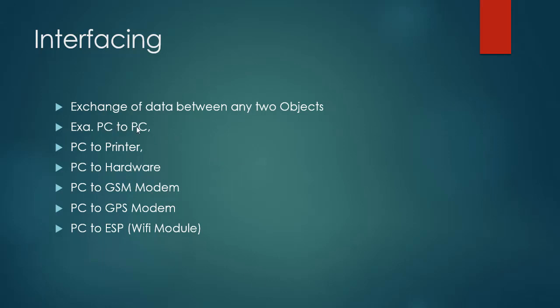Using UART, we are sending data from one PC to another PC, PC to printer, PC to hardware, PC to GSM modem. If you have connected a GSM modem, you can send SMS, receive SMS and use all the facilities of the GSM modem. You can connect a GPS modem if you're developing any application related to GPS. You can also connect a PC to an ESP modem if you are dealing with applications related to IoT. So this type of application can also be developed.